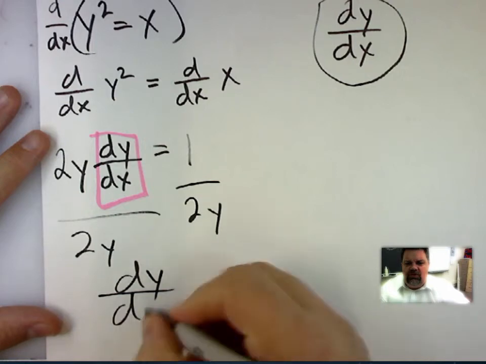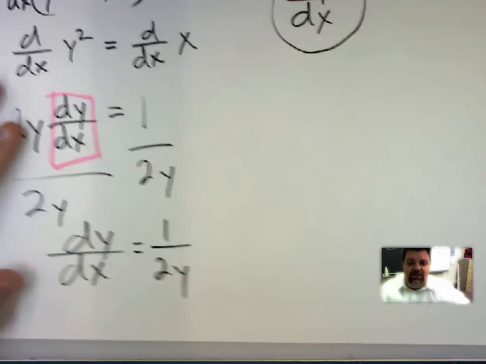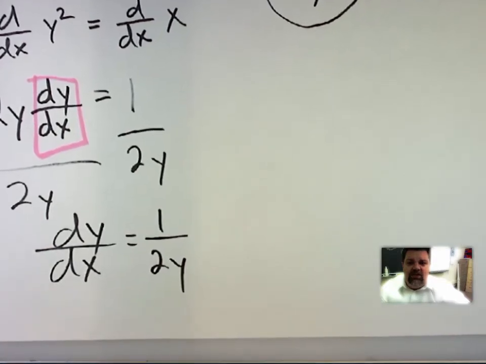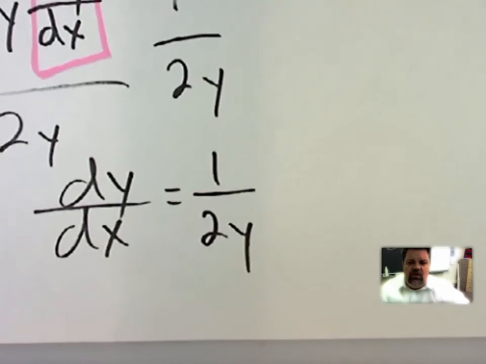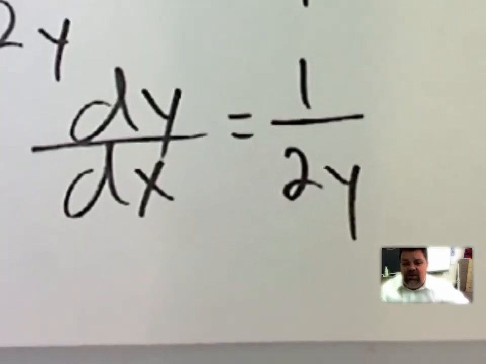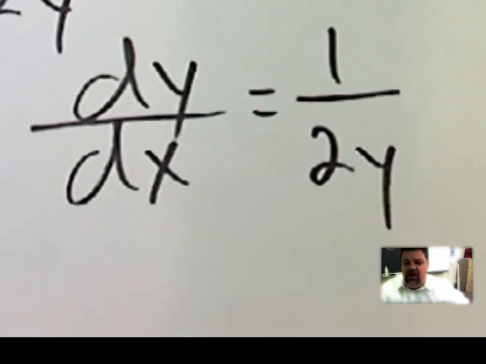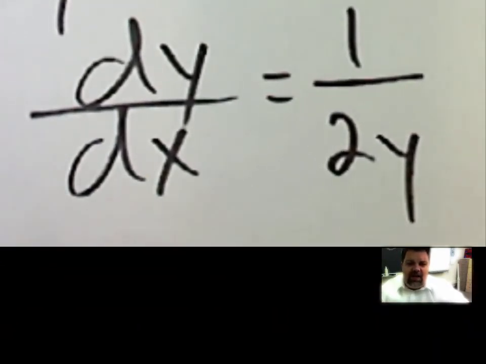Now if that's the case, then I get dy dx is equal to 1 over 2y. That's it. I found the slope of the tangent line to the equation y squared equals x. And it's 1 over 2y. Now we're used to plugging in a value for x, but in this particular case we're just going to plug in a value for y, and that'll give me a slope of the tangent line at that particular y value. Any questions?